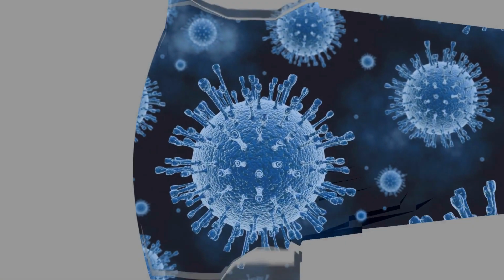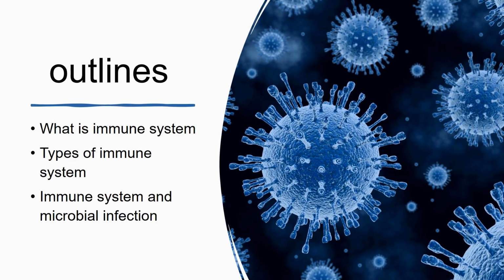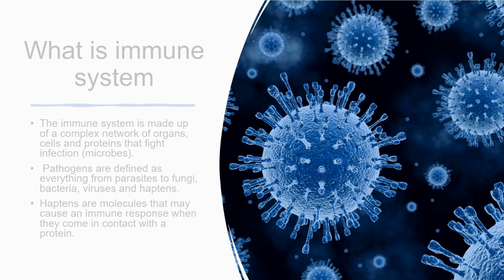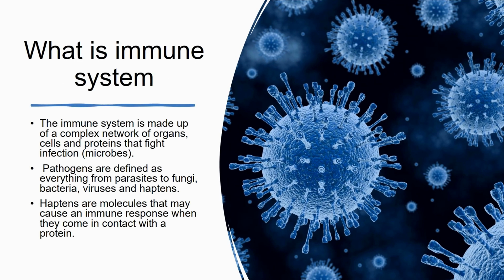Getting into the video, I will discuss what the immune system is, types of immune system, and microbial infection. Now, what is the immune system? The immune system is made up of a complex network of organs, cells and proteins that fight infection and microbes. Pathogens are defined as everything from parasites to fungi, bacteria, viruses and haptens. Haptens are molecules that may cause an immune response when they come in contact with a protein.